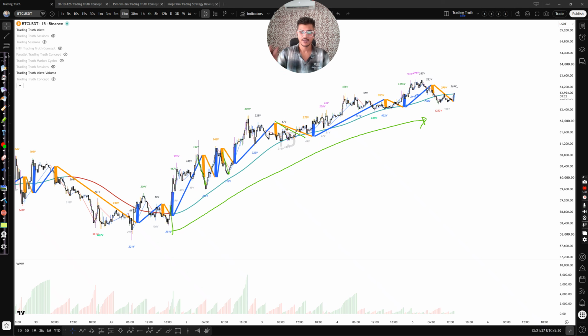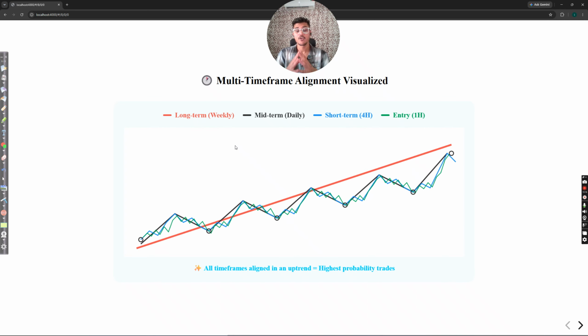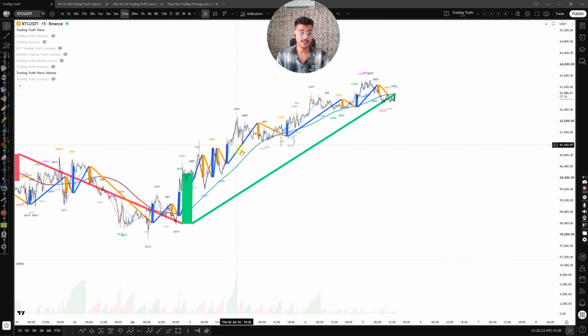So let me add MTF2, and you'll see what I mean. You see? So this is from 4 hour, and as you can see, 4 hour is just going up. So you see on this 4 hour we have the 1 hour which is going like that, and then on that particular 1 hour we have the 15 minute time frame wave, or basically the time frame alignment. Okay, why do we need that? Because when all time frames are aligned in an uptrend, this will give us the highest probability trades. Okay, and you can see that here.